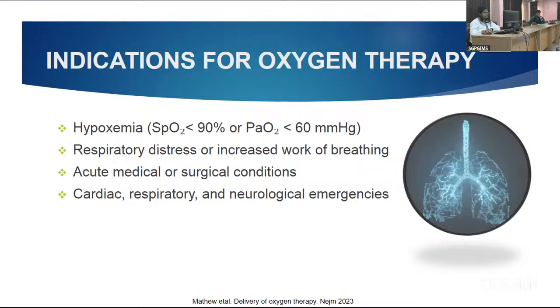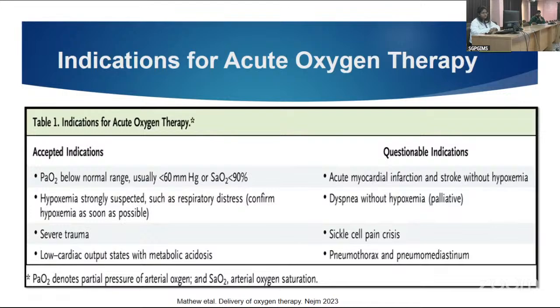So the main indications are hypoxemia, in which saturation is less than 90% and PaO2 is less than 60 mmHg, and respiratory distress or increased work of breathing. In acute and medical surgical conditions, in cardiac conditions like myocardial infarction, respiratory conditions like COPD and asthma, and in neurological emergencies like stroke. So moving forward for indications for acute oxygen therapy. So these indications are differentiated into accepted indications and questionable indications.